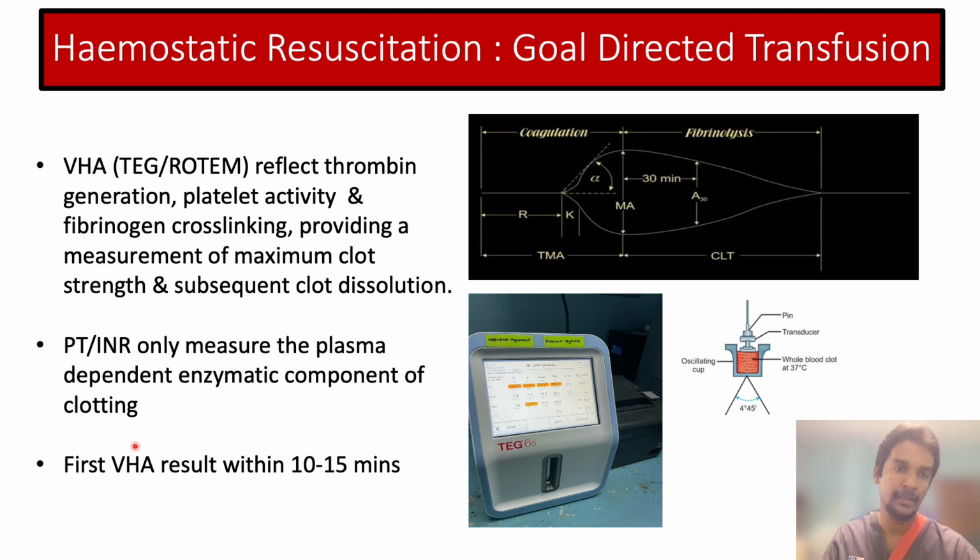In comparison, PT-INR only measures the plasma-dependent enzymatic component of clotting. It is performed on platelet-poor plasma, and it is only sensitive to the earliest initiation of clot formation, and it does not incorporate platelet function. Furthermore, the viscoelastic hemostatic assay result will be ready within 10 to 15 minutes, in comparison with PT-INR, which you can only get after about 45 minutes to 1 hour.